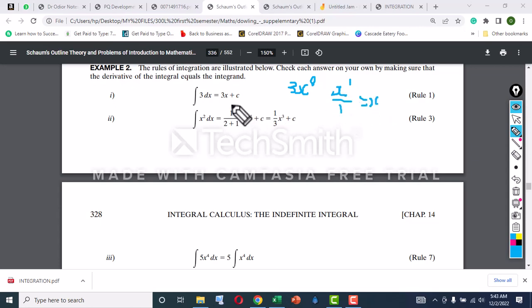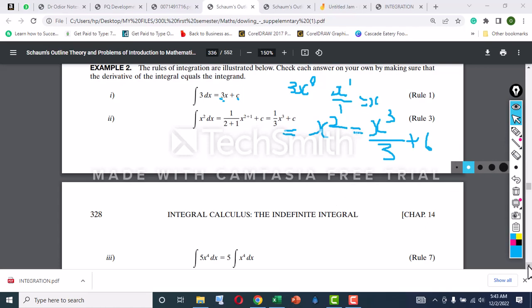So your 3 is staying alone, then your x that you just found here, then you add your plus c. So as simple as that. Another integration: integrate x raised to power 2. This is just the normal rule. It's going to be x raised to power 2 plus 1, which is 3, over 2 plus 1, which is 3. Then you add your c. So that's how they get this. Mind you, x cubed over 3 and 1 over 3 x cubed plus c are still the same thing. So that's as simple as it can be.